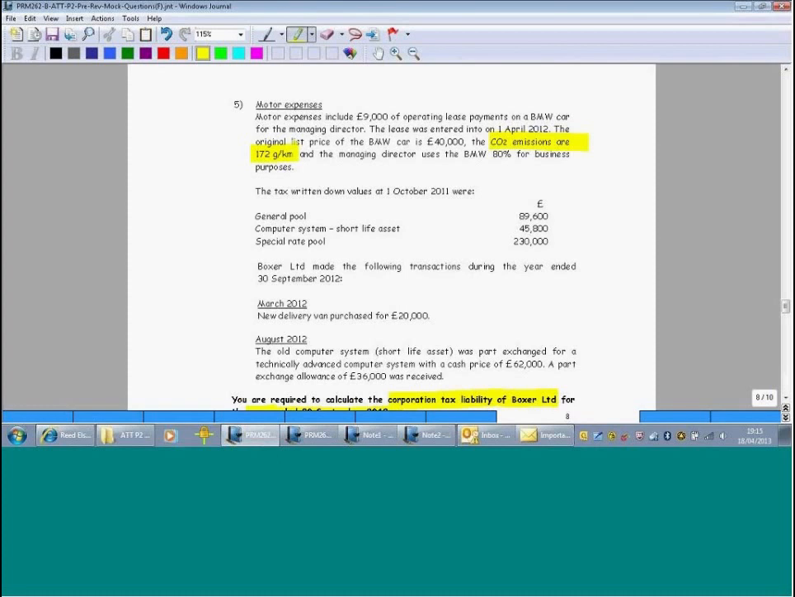That's more than 160 grams per kilometre, and that means that we're not going to be allowed tax relief on the whole £9,000 of operating lease payments. Instead, we're going to have to add back 15% because that's the rule. Now watch out, we're dealing with a company. So the fact that the managing director uses the BMW for business and private purposes is completely irrelevant. It's a red herring.